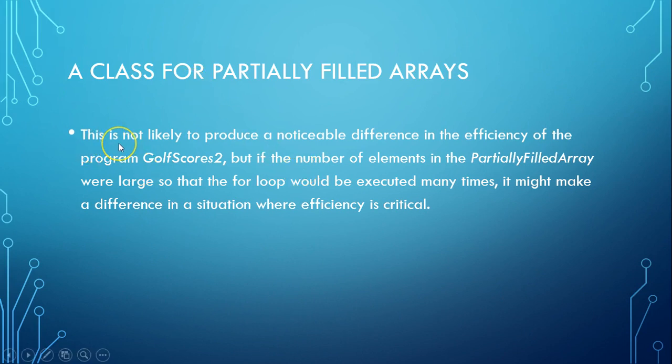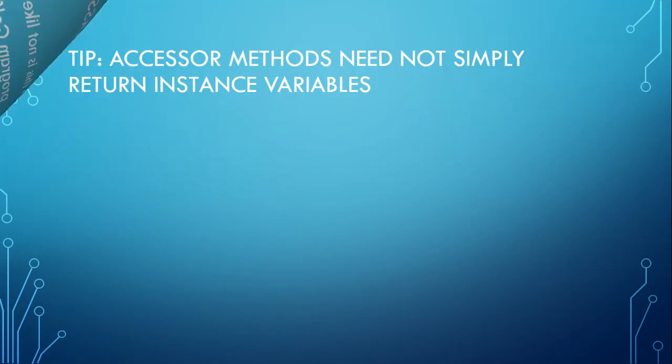Now, you'll note that this is unlikely to produce a noticeable difference in the efficiency of the program GolfScores2. But if the number of elements in the partially filled array were large, so that the for loop would execute many times, it might make a difference in a situation where efficiency is critical.